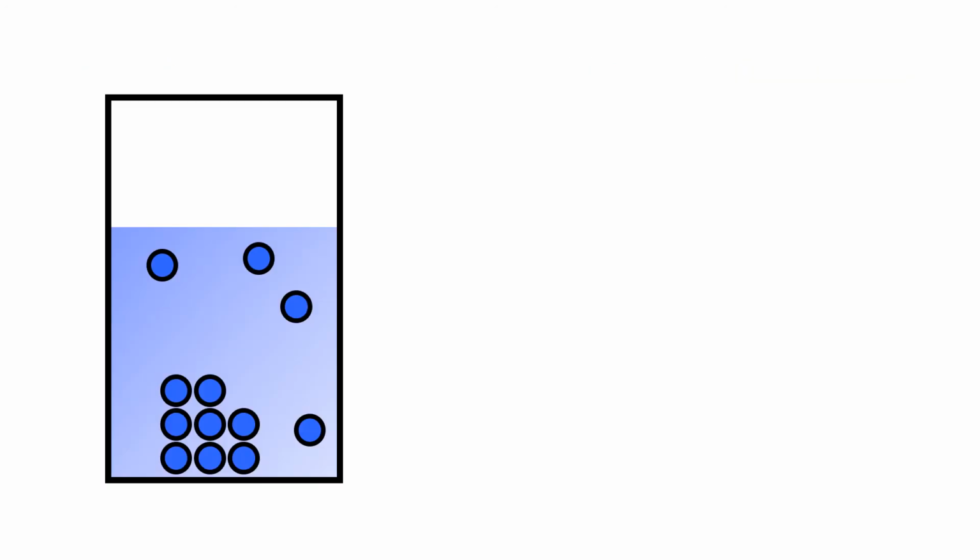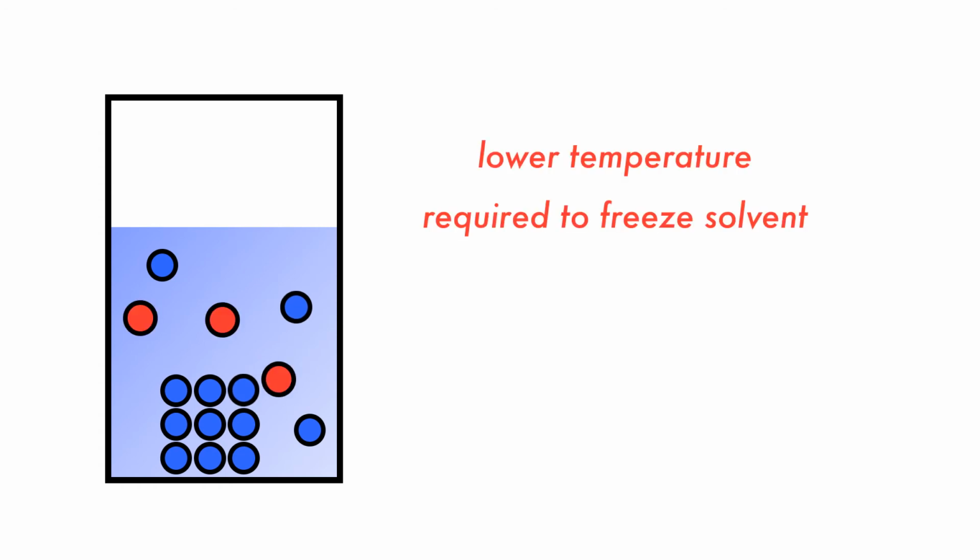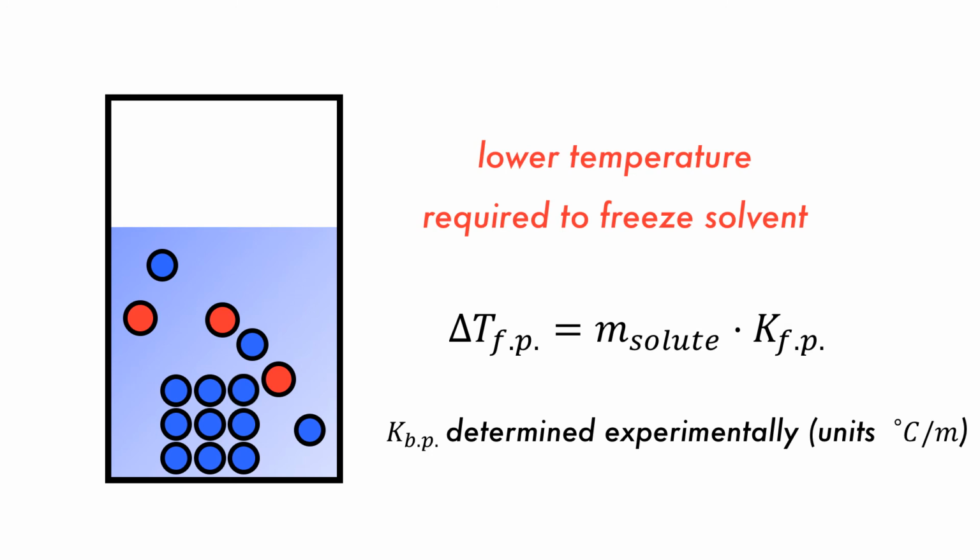Going back to our initial example, salting of roads in water. When a solvent freezes, the particles must associate and form a lattice. But when solute molecules are added, this process is obstructed and a lower temperature is necessary to freeze the solvent. The equation to describe the depression of the freezing point is given as delta freezing is equal to the molality of the solute times the molar freezing point depression constant, which is also determined experimentally.